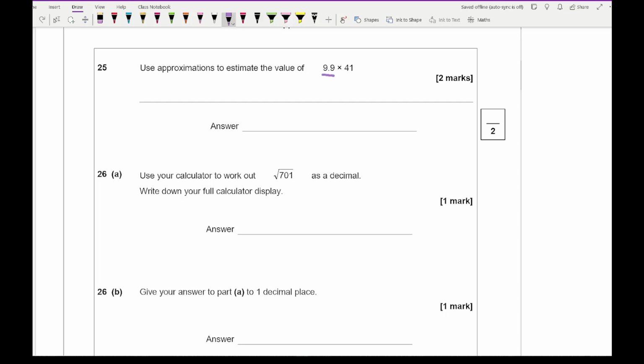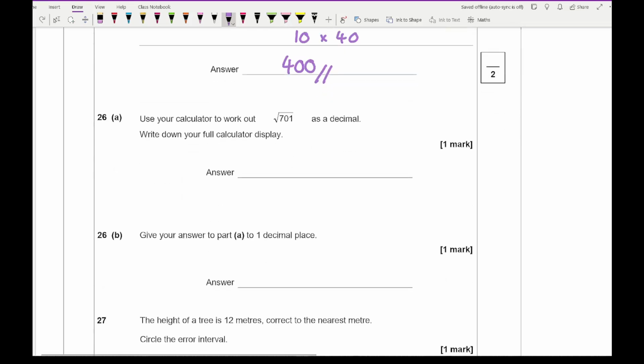So this number rounded up is going to be 10. This number to the nearest 10 is going to be 40. So it's going to be 10 times 40, which is 400. Then for question 26, it says use your calculator to work out the square root of 701 as a decimal. Write down your full answer on your calculator display.